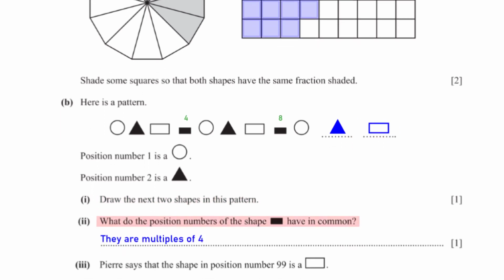What do the position numbers of the shape have in common? From the pattern, we see that the position numbers of the small black rectangles are multiples of 4.